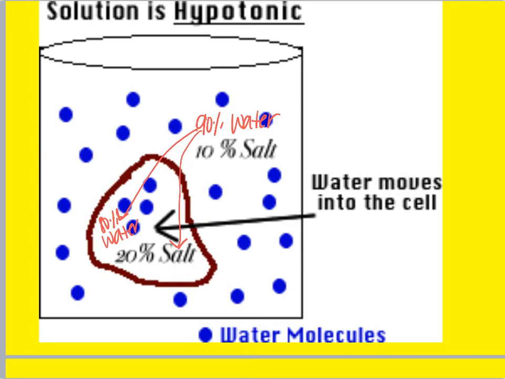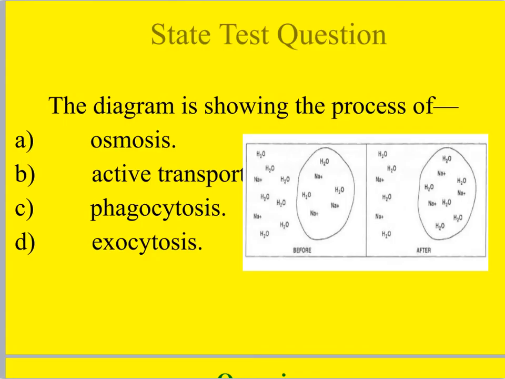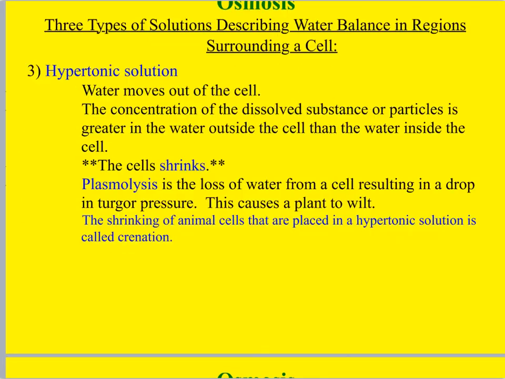So however you want to learn it. Again, this is water traveling. So water goes from high to low using no energy, or you can say that water is following wherever the most solute is, which would be inside. The diagram is showing the process of what? Hopefully you notice all the H2Os. So hopefully you know that that is osmosis when you see water.